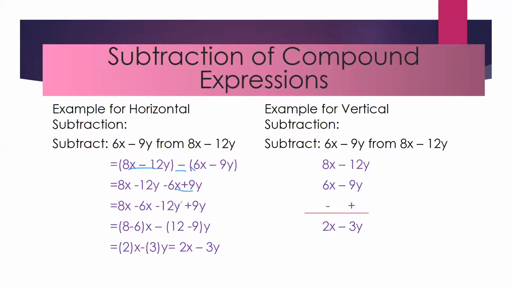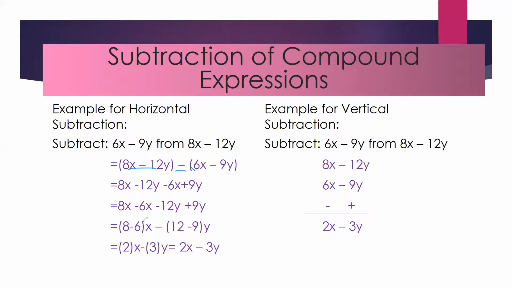Now in the next step, this step is very simple. You all know that you have to arrange the variables: 8x and minus 6x together, and minus 12y and plus 9y together. When you arrange these variables together, you get this third step, right?